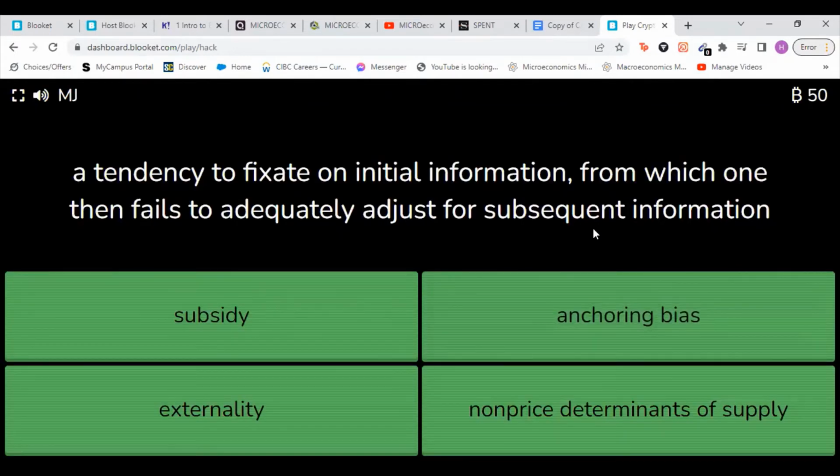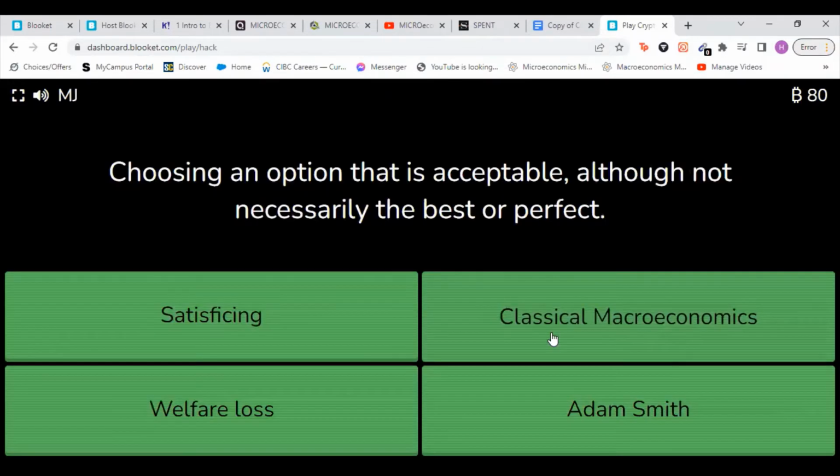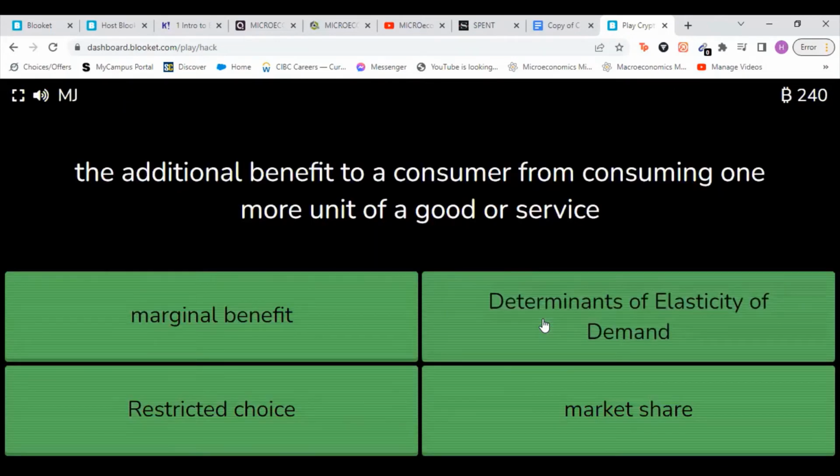A tendency to fixate on initial information from which one then fails to adequately adjust for subsequent information. Anchoring bias. Excellent. Choosing an option that's acceptable, although not necessarily the best. Satisficing, maybe. I'm not sure of that one. That's great. Then the additional benefit to a consumer from consuming one more unit of a good or service. Marginal benefit.